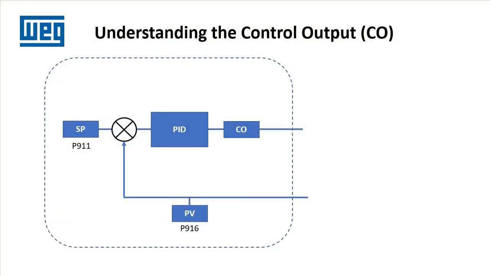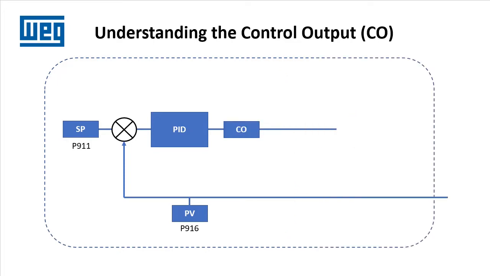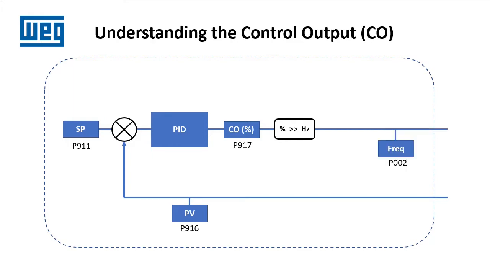We tend to draw the PID subsystem like this because it's easy to understand. But it also causes some confusion because it's easy to interpret this as the output of the drive. It isn't. The control output is always in percent and can be viewed in parameter 917. And that gets converted to the ultimate drive frequency, which is in hertz, and can be viewed in parameter 2.